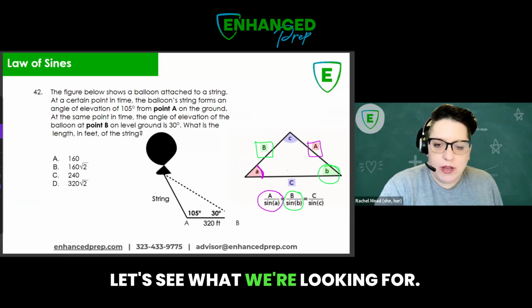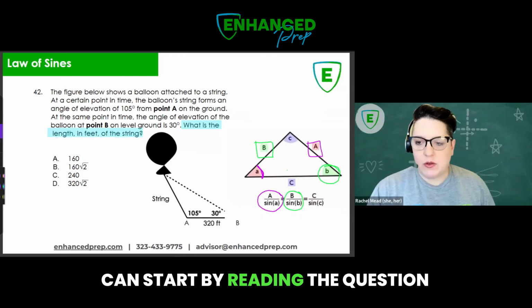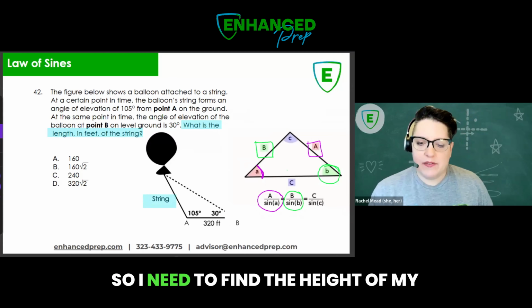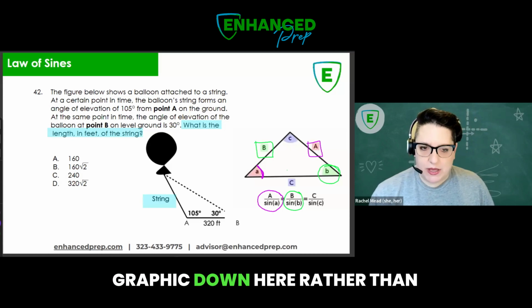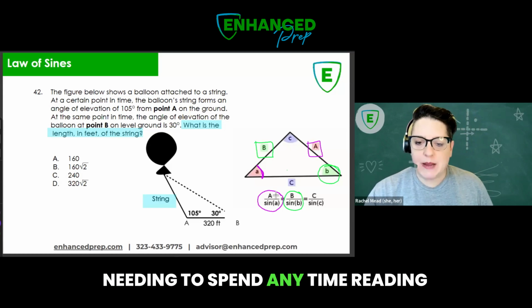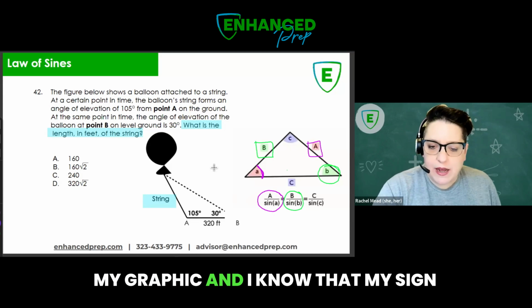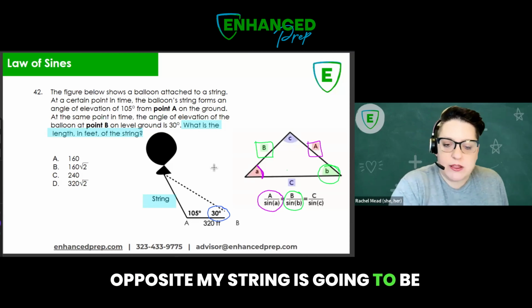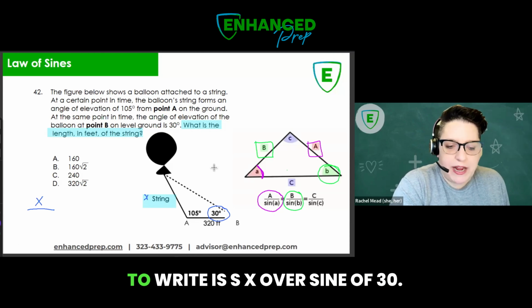Let's see what we're looking for. Remember, in long word problems, we can start by reading the question at the end because that's telling us what we're supposed to find. So I need to find the height of my string. Everything else I need is in my graphic down here rather than needing to spend any time reading it within my question. So I'm going to jump straight into my graphic. And I know that the angle opposite my string is going to be 30. So I'm going to call this x. And so the first fraction I'm going to write is x over sine of 30.